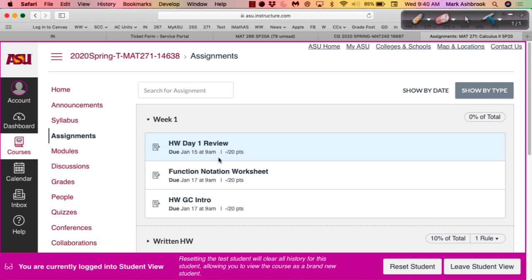Okay, so you've already turned in the homework day review. That was due at 9. You've got 2 more things due Friday: this function notation worksheet and the GC intro. Both of those relate to what you'll do in recitation. But if you have a recitation tomorrow, I'd strongly suggest you give it a try before, so you're not just giving yourself one night. Do as much as you can, and then in recitation, that will probably answer all your questions.